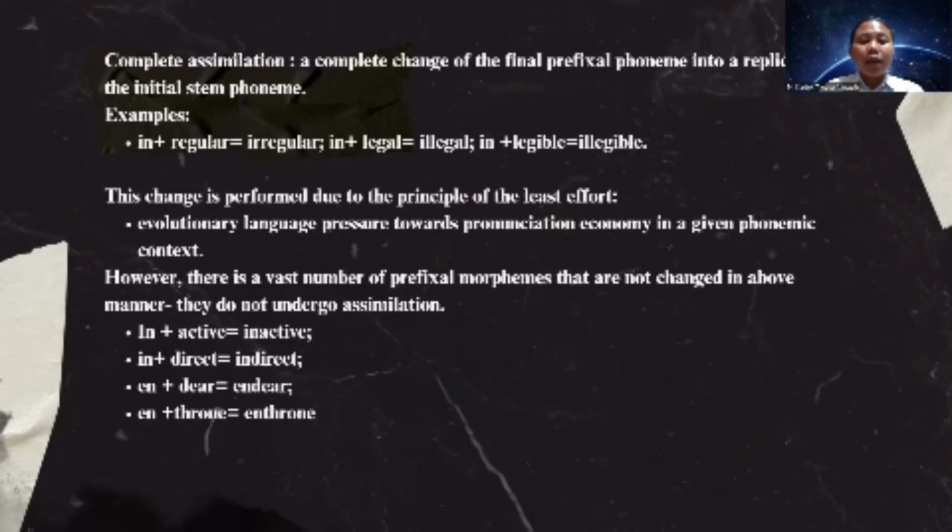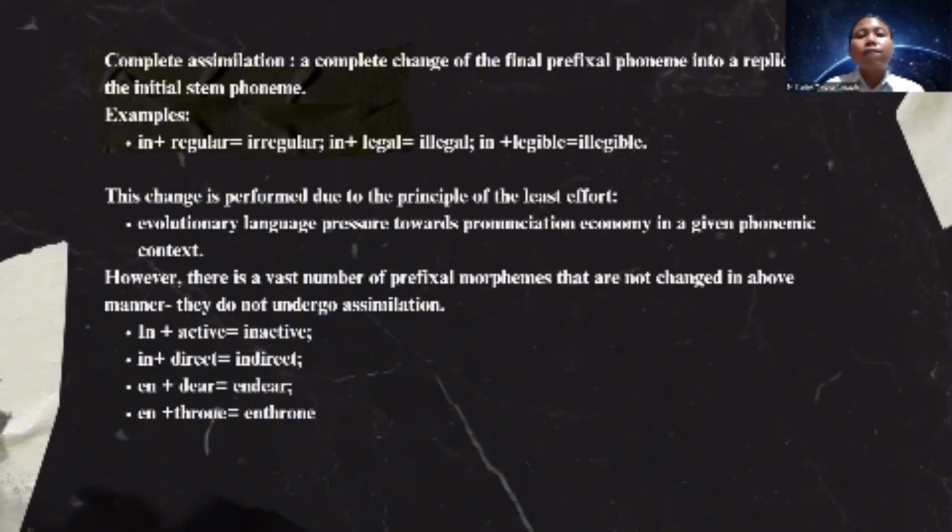And the next is complete assimilation, a complete change of the final prefixal phoneme into a replica of the initial stem phoneme. For example, the prefix in with the word regular becomes irregular, the prefix in with the word legal becomes illegal, and the prefix in with the word legible becomes illegible. This change is performed due to the principle of least effort, an evolutionary language pressure towards pronunciation economy in a given phoneme context.